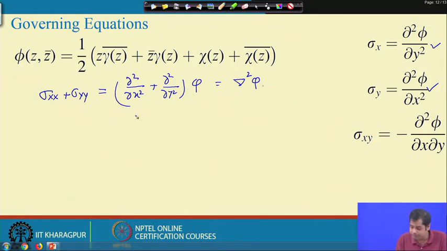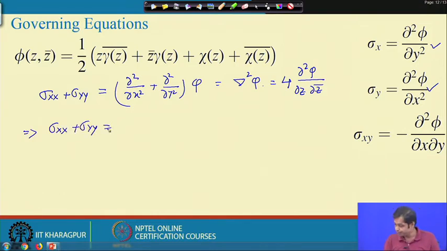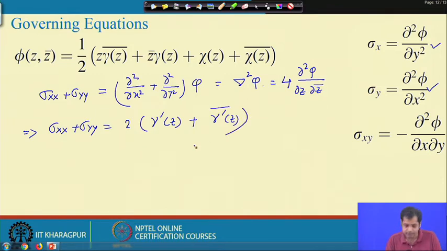Del 2 operator. We have just now seen, for a complex variable, the del 2 operator is 4 into del 2 phi by del z del z bar. Okay. This is the del 2 operator. Now, the expression of phi is given here, and if you substitute that expression in this equation, then what you get is sigma xx plus sigma yy equal to 2 into gamma dash z plus gamma dash z conjugate. You can do this exercise. This is the expression, expression number 1.